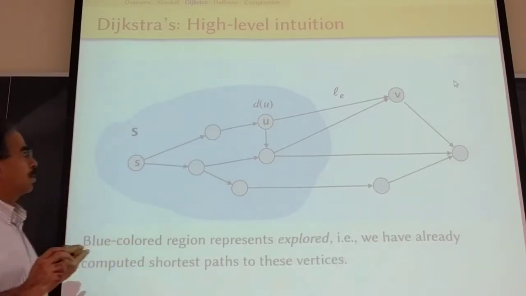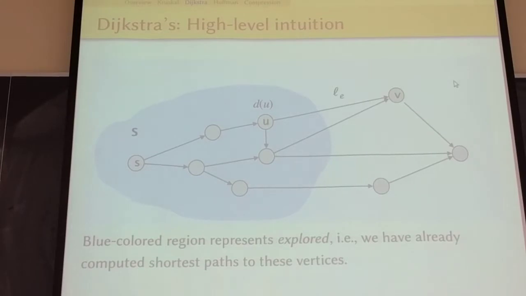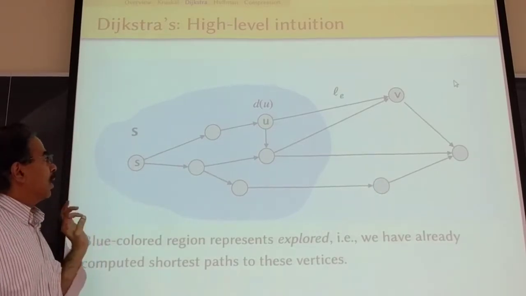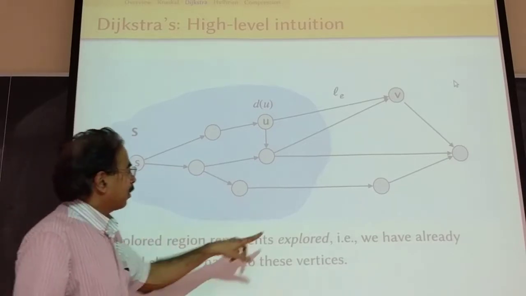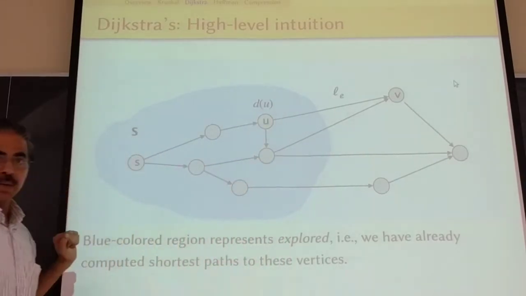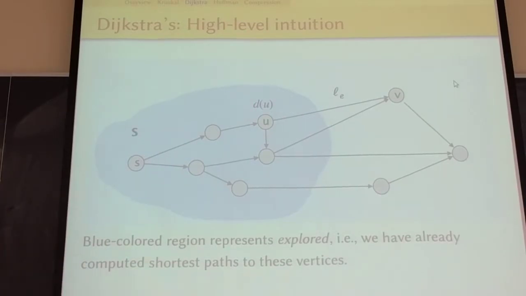And now what we want to do is figure out what is the next vertex to add. What is the next vertex that we want to move inside this explored region? So the claim is it has to be one of the edges that crosses this blue cloud, right? It goes from inside this blue cloud to outside. Okay? Now why?